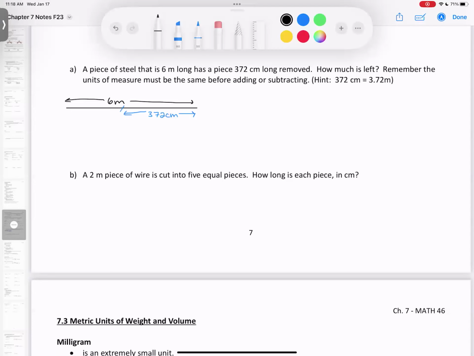Well, if we're trying to figure out how much is left, we're saying 6 meters minus 372 centimeters. So the first thing you're going to want to do there is to put everything in the same units. We can do that two ways. We can work in the meters or we can work in the centimeters. Let's work in the centimeters.